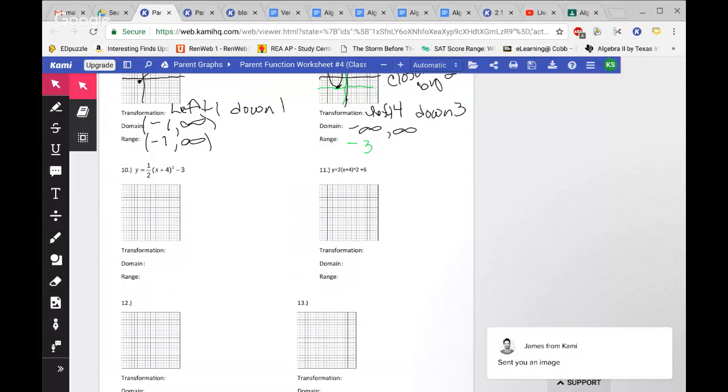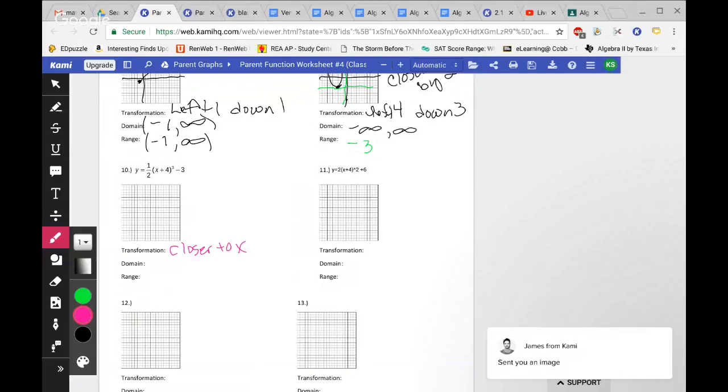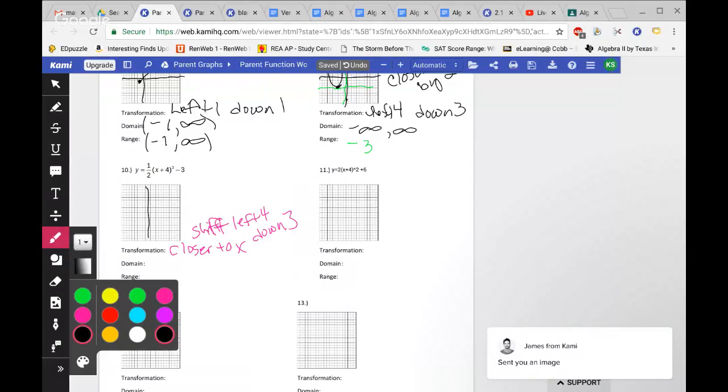All right. So number 10, the transformation is going to get closer to X. Shift. Well, my writing, left 4, down 3. No judgment about how ugly my little cubic's going to be, okay? Okay, left 4, down 3.